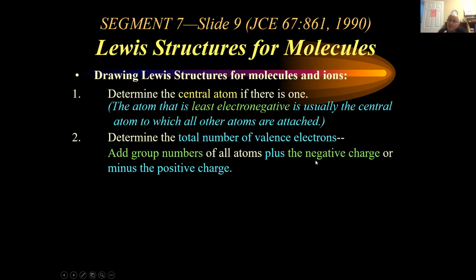What if it had been a positive ion? Well, you just subtract that many electrons from that total to get the total number of valence electrons in the molecule.